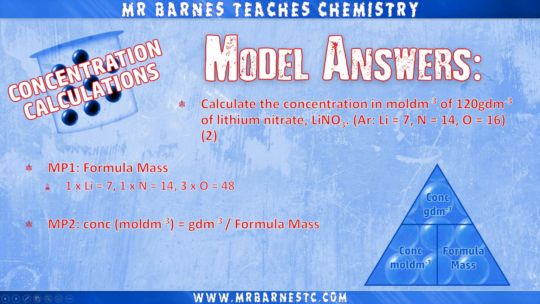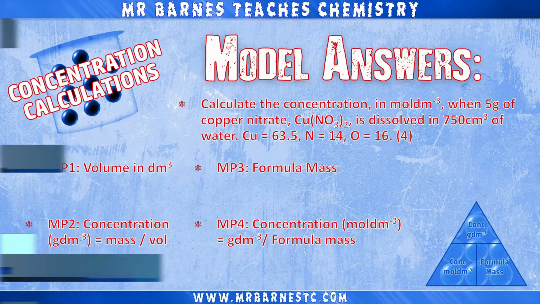We have 1 lithium with a mass of 7, 1 nitrogen with a mass of 14 and 3 oxygens, each with a mass of 16. Add this all together, giving us a formula mass of 69 for 1 mark. The second mark is for conversion, so concentration in moles per decimeter cubed is grams per decimeter cubed divided by formula mass. So 120 grams per decimeter cubed from the question, divided by 69, which we just worked out, giving you an answer of 1.74 moles per decimeter cubed for your second mark.